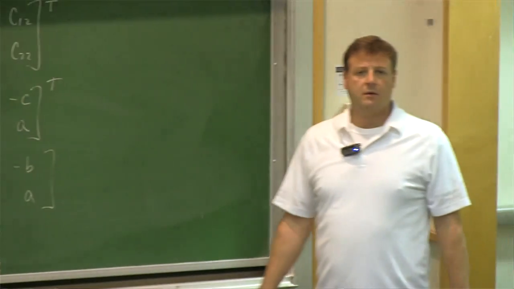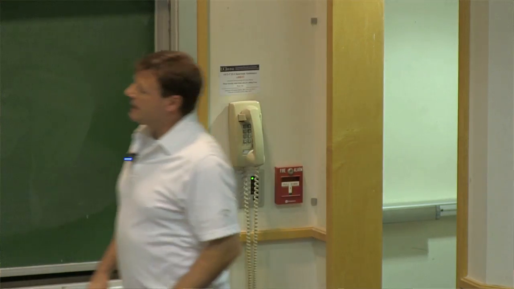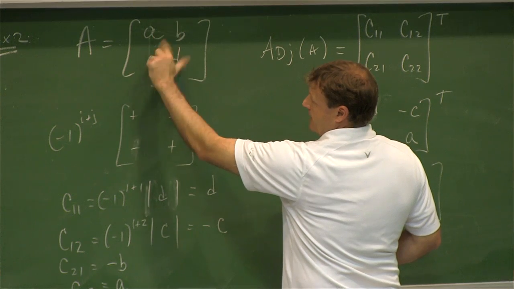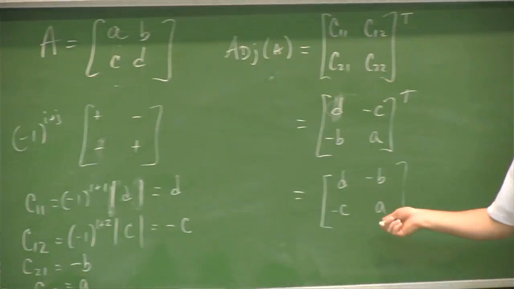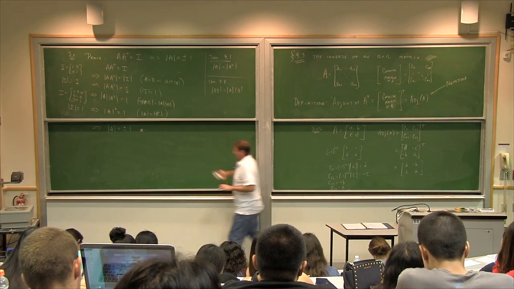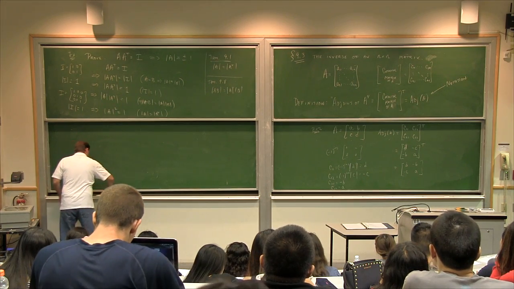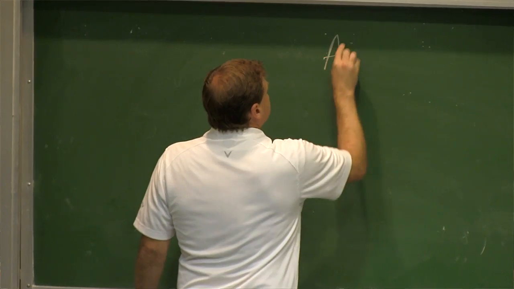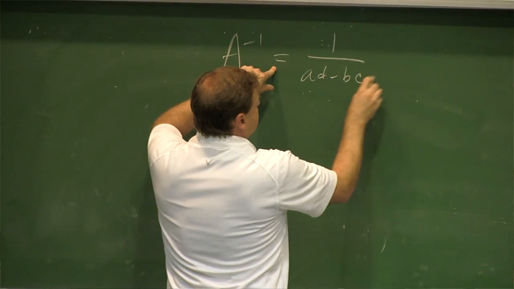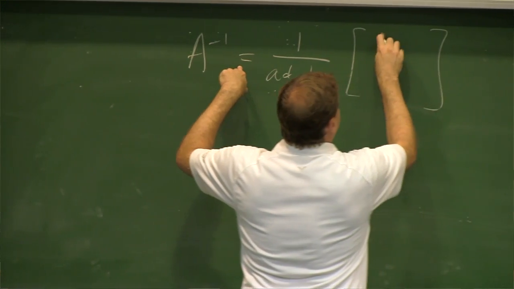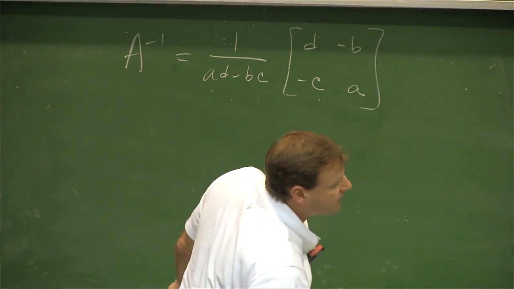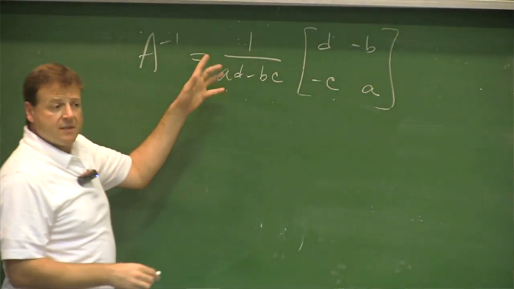Now, does that look familiar? Where have we seen this, where I switch a and d, and I make this one minus and this one minus? Isn't that where we had the inverse? Okay, so we're going to use that to get our general formula for the inverse. So A inverse was equal to 1 over ad minus bc times d, minus b, minus c, a. What I have over there. And then we can write this in other notation now.